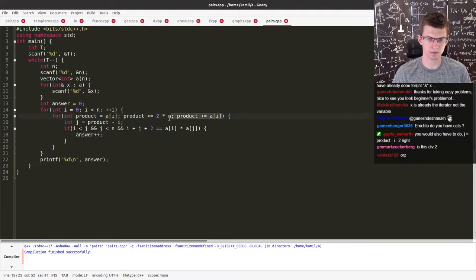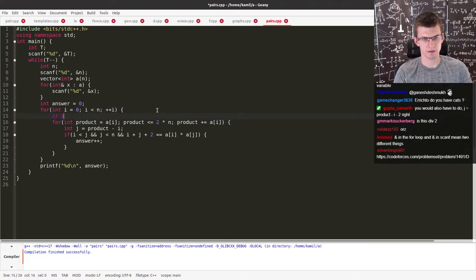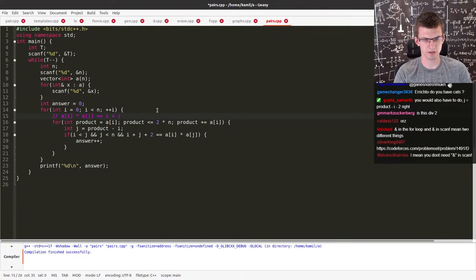Oh, so product here, I need to use the second a of j is equal to i plus j plus 2. I iterate over product, but this is now equal to the product. So yeah, this should be minus 2. Thank you, Gupta.